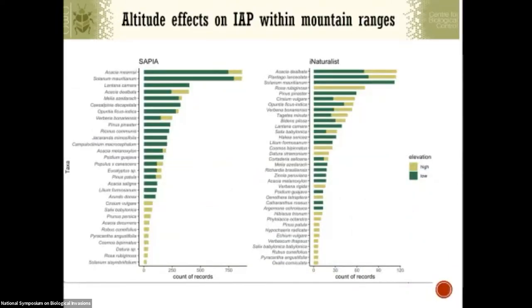We were also able to investigate the effect of altitude on the different invasive species in each of these mountain ranges. If you look at the graph behind, you can see there was a different suite of invasives in the high areas compared to the lower regions, which would once again suggest that we have to look at different management approaches along altitudinal gradients within our mountain systems.